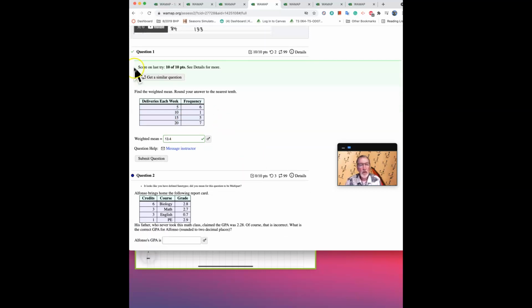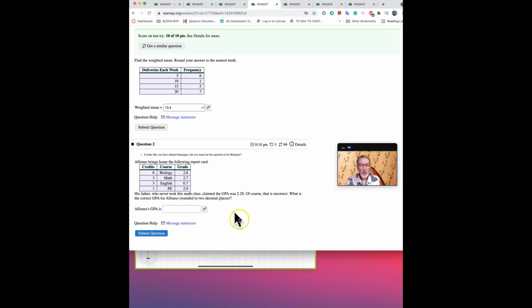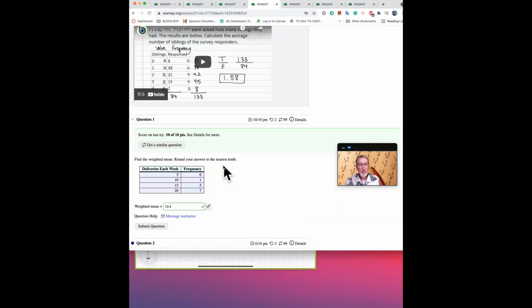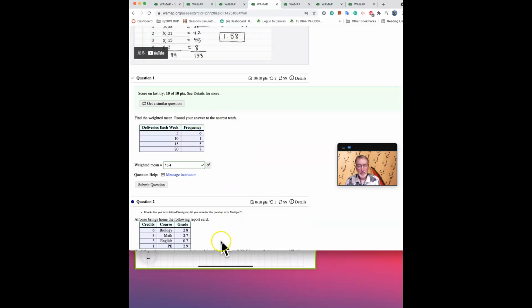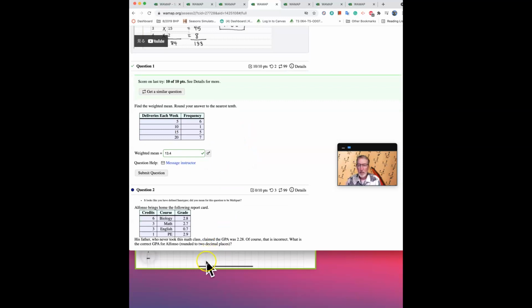You guys might want to try one on your own. The next problem is about grades, so this will be interesting. Same kind of deal. 6 credits means that this grade of 2.8 will be worth 6 numbers. So 6 times 2.8, 3 times 2.7, 3 times 0.7, 1 times 2.9, and then divide by this total. So it looks like it's another 13. Anyway, that's to calculate GPA. So give those a try, and if you run into trouble, message me through WAMAP, and we can go over those together.